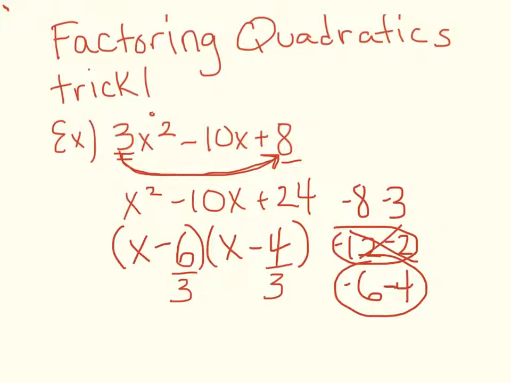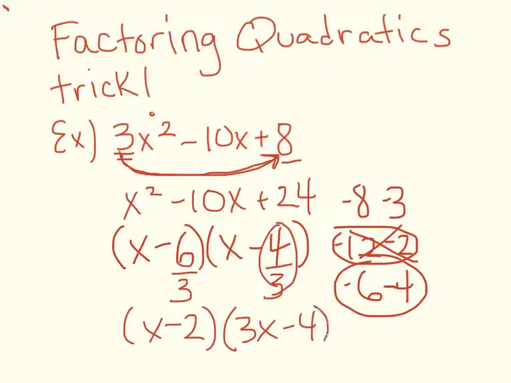Sometimes you reduce the fraction and you still have to scoot a number back here, but you always have to reduce the fractions if possible. So when I reduce, I get x minus 2, because 6 divided by 3 is 2, and then 4/3 cannot be reduced any further, so I scoot the 3 back and it's 3x minus 4. And those are the correct factors for the quadratic that we started with, so that's your answer.